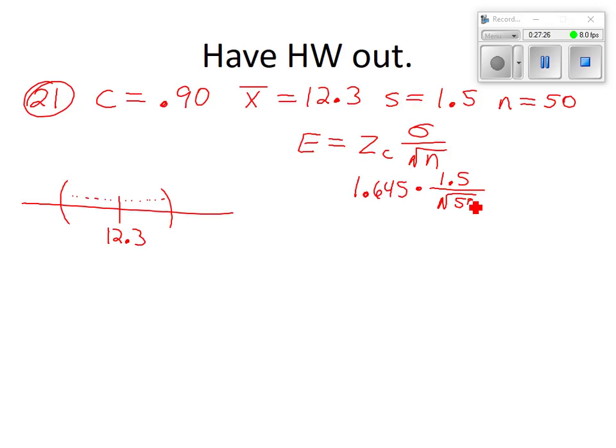Right, Sydney? Now what? Times the top two, divide by the square root of 50. What's that give us? 0.348. Is that what you said? Is that right?